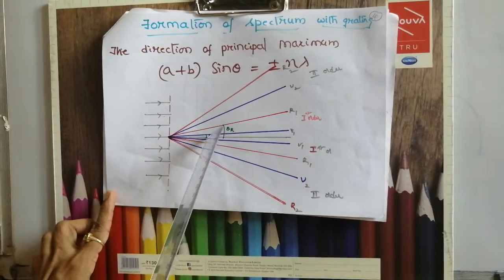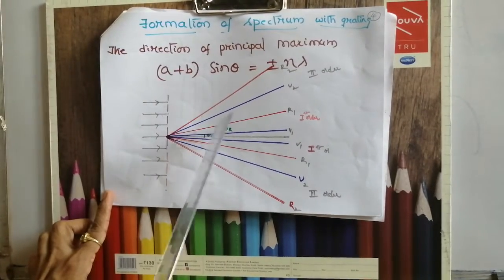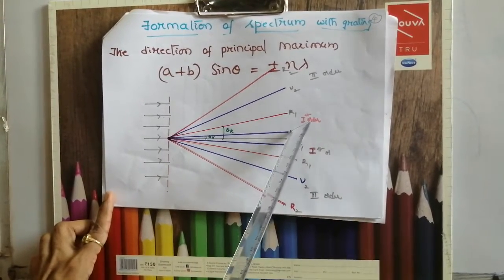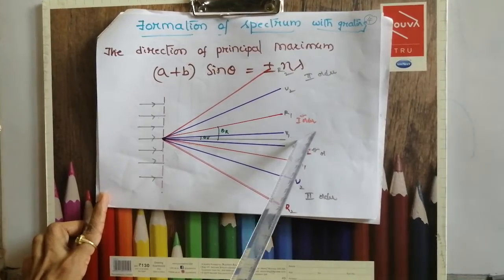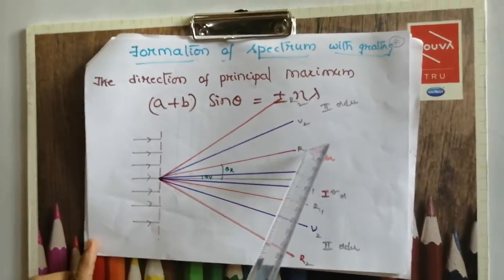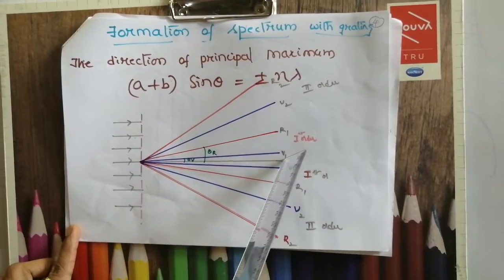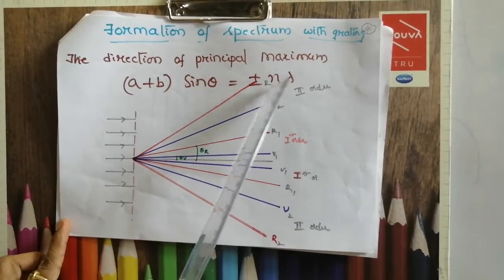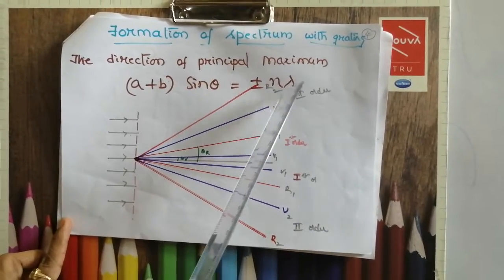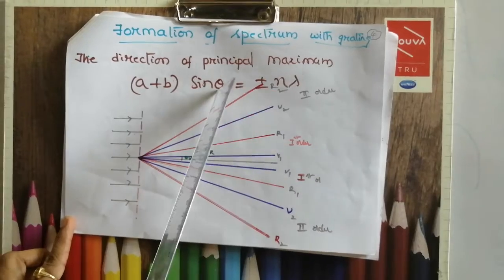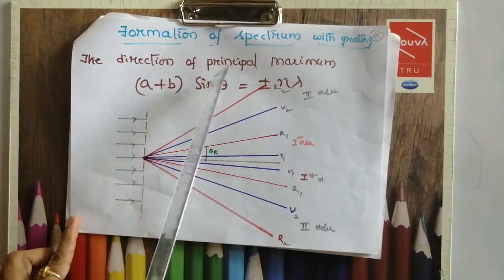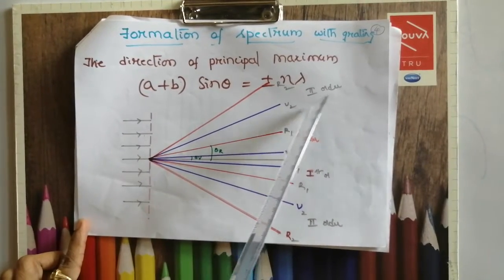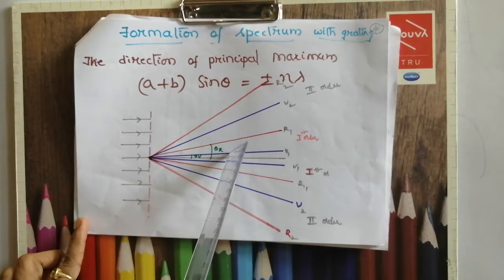So for violet, the diffraction angle theta will be less for the principal maximum, and for red theta will be larger. See, this is the diffraction angle for violet, this is the diffraction angle for red. So we will get the violet spectral line nearer to the central principal maximum, whereas the red line will be farther from the central principal maximum. This is the first order. Similarly, for n equal to 2, we will get the second order. If n equal to 2, as the right side is increasing, the left side also has to increase. So theta will increase. So for second order, we will get a larger theta.